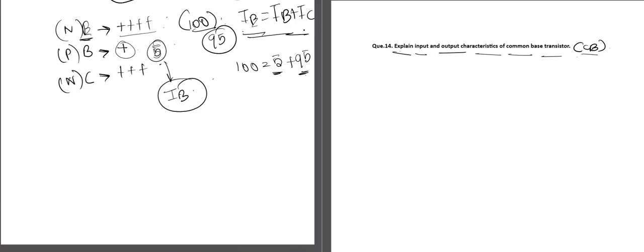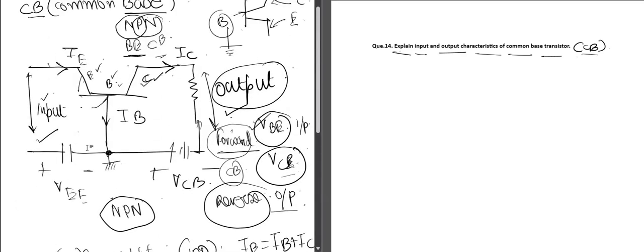So at first, let us discuss the input characteristics of the common base configuration. The input characteristic is basically the relationship between the input current and the input voltage, with constant output voltage as the parameter. As we can see in this figure, the input current is I_E. This is the input current against the input voltage V_B, with the output voltage V_C as a parameter.